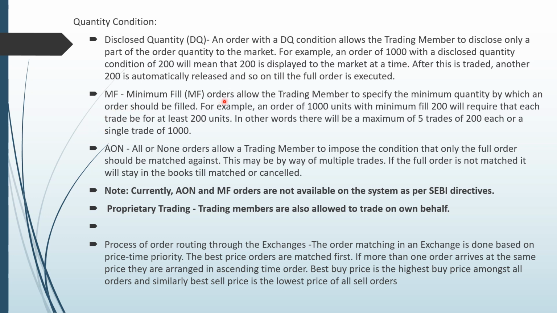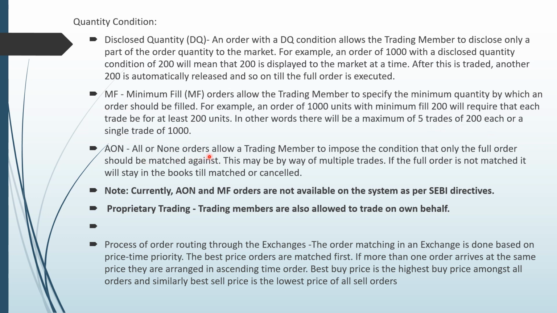Minimum fill allows the trading member to specify the minimum quantity by which orders should be filled. So here we'll take the same example. An order of 1,000 units with a minimum fill of 200 will require that each trade should be for at least 200 units. In other words, there will be a maximum of 5 trades for 200 each, or a single trade of 1,000. So in minimum fill, either of the things can take place: 5 trades of 200 each or a single trade of 1,000.